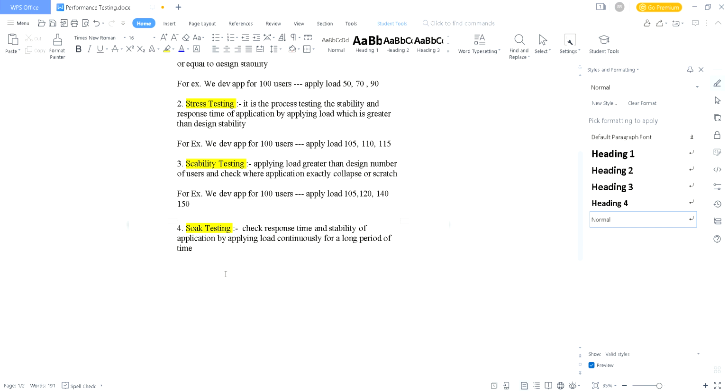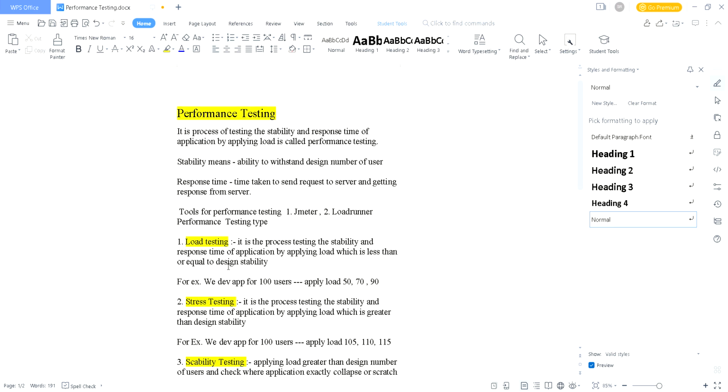And the last one is soak testing. Soak testing means we check the application's response time and stability by applying load for a continuous, long period of time, and check the response and speed of processing of the application. So these are the four types of performance testing.